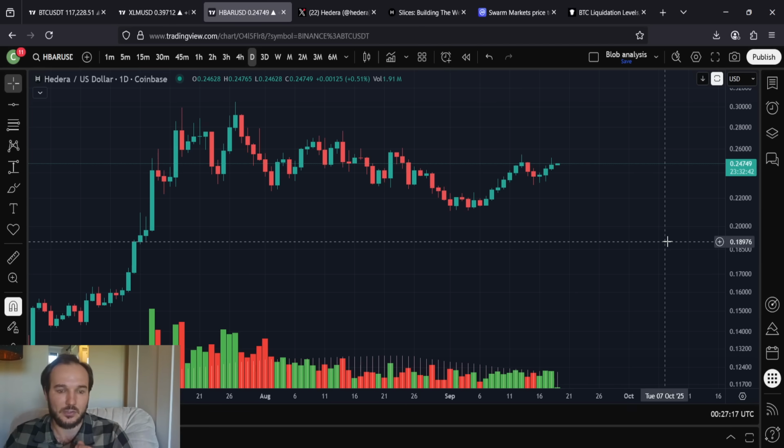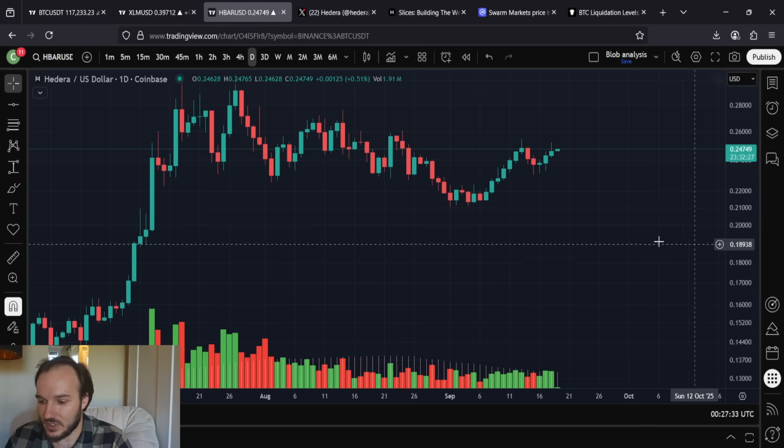Instead of doing what traditional investors or hedge fund managers do and investing in basket ETFs, you can invest in your own basket of real estate, which is pretty cool. I don't know, I think that's interesting stuff.